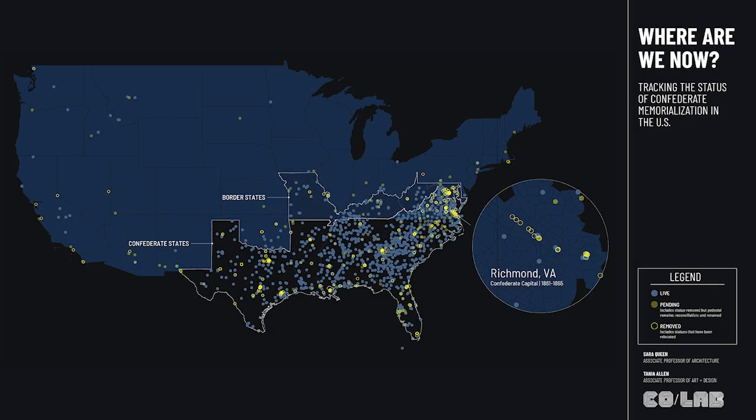We began by mapping the 2,474 memorials located across the United States using an open source data set collected by the Southern Poverty Law Center called Whose Heritage. This data set includes obvious memorials such as plaques, statues, and monuments, as well as less visible memorials such as songs, license plates, and street names.